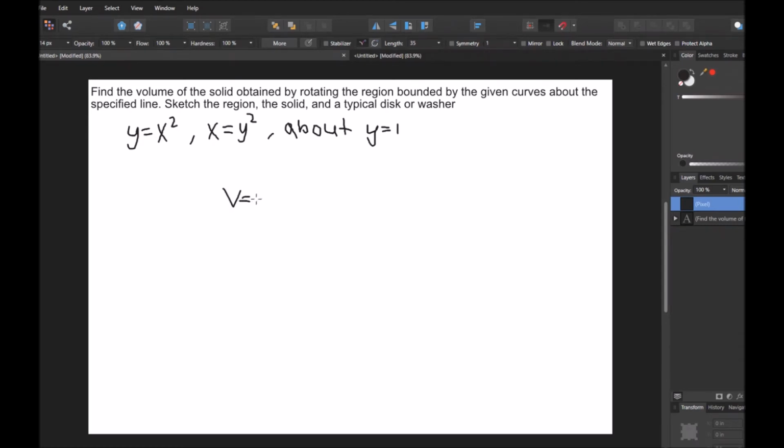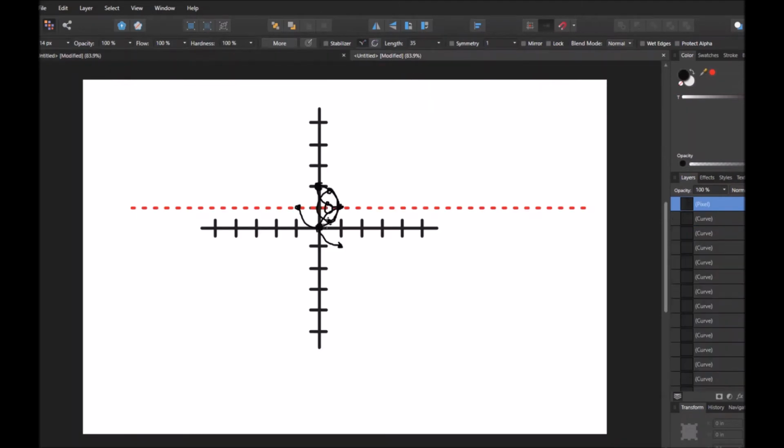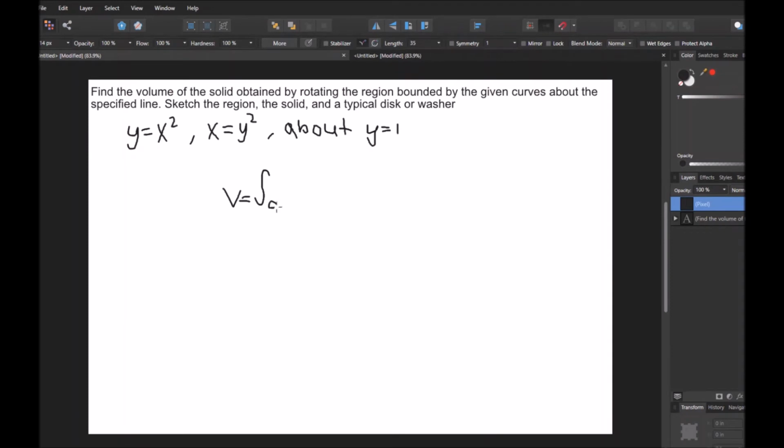equals the integral from 0 to 1, because it goes from 0 to 1, of pi times the outer radius squared minus pi times the inner radius squared.